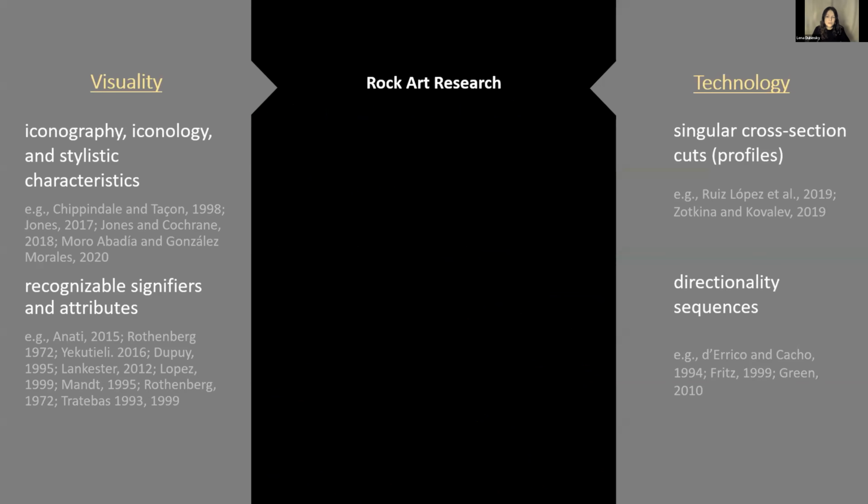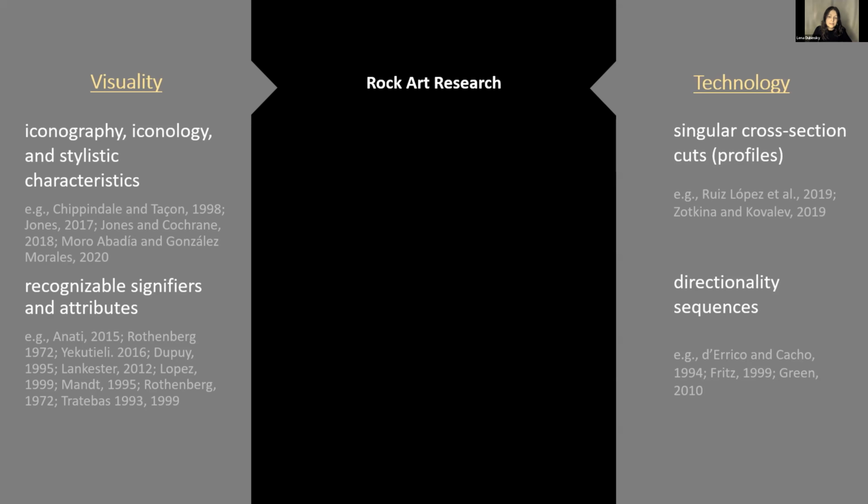The field of rock engraving is perhaps the most prominent of archaeological fields advocating visuality as a research tool, using iconography, iconology, and stylistic characteristics, and recognizable signifiers and attributes. So it proved to be a field with a significant methodological link between art history and archaeological disciplines.